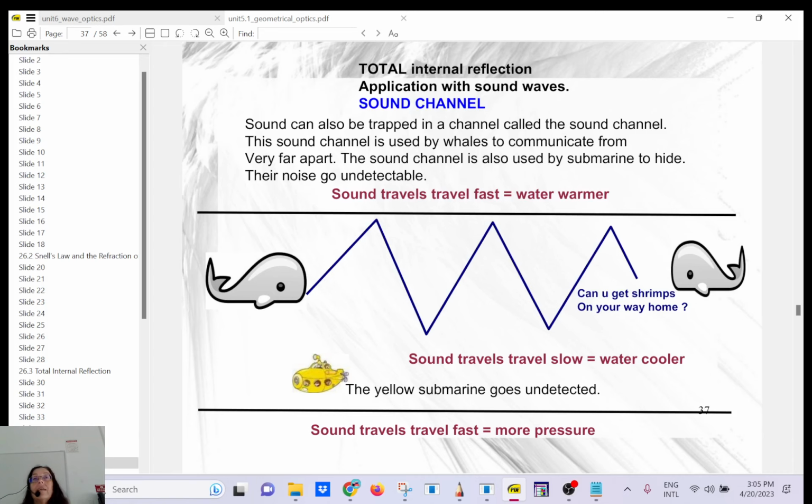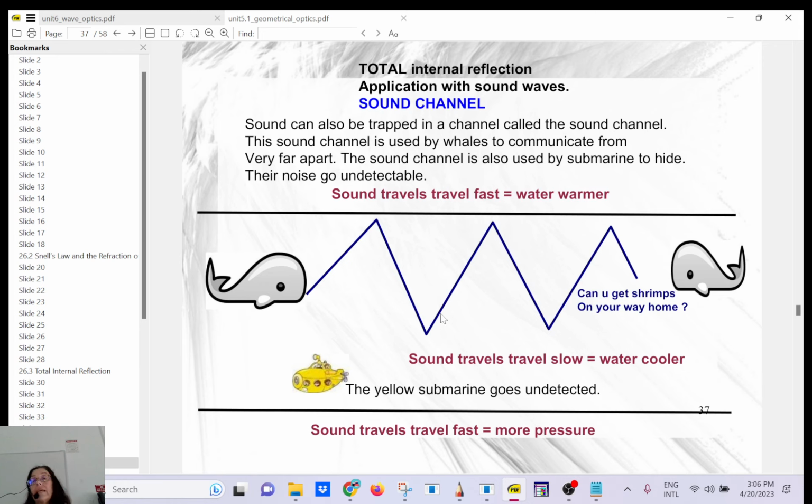So it works like light, except it's sound. Here the sound will move faster because it's warmer water. Here the sound will move faster because there is more pressure from all the water. So here we have what is called the sound channel. And that's how whales communicate with each other, because when they make a sound, the sound does not spread out and the energy is not lost in 3 dimensions like we have learned with light. It's going to be trapped.